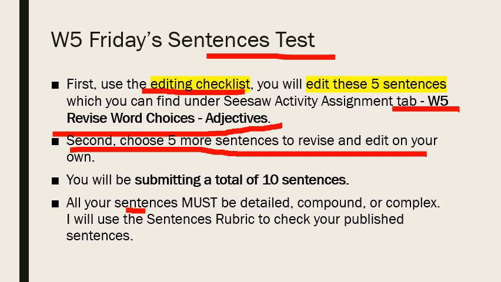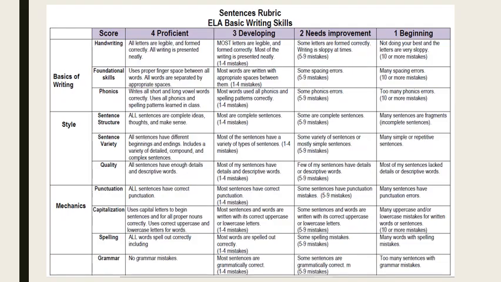And I will be using a rubric. Here it is. I will be using this sentences rubric, which has a point system from 1, 2, 3, and 4. 4 is your goal. All right, you gotta show me proficiency. Now, but don't feel bad if you're not there yet.